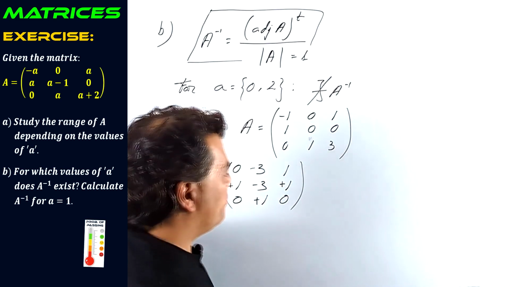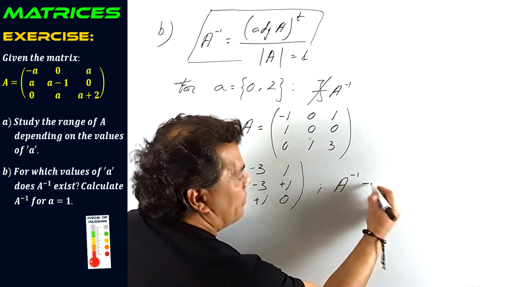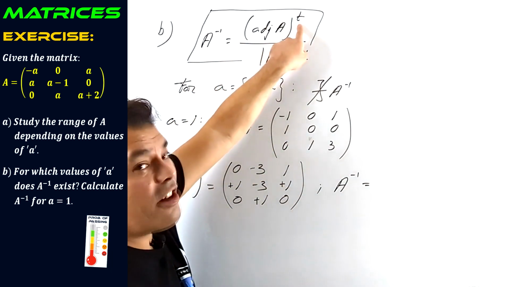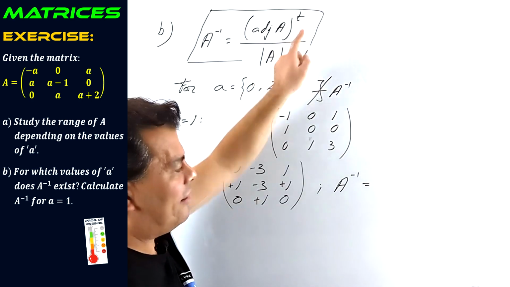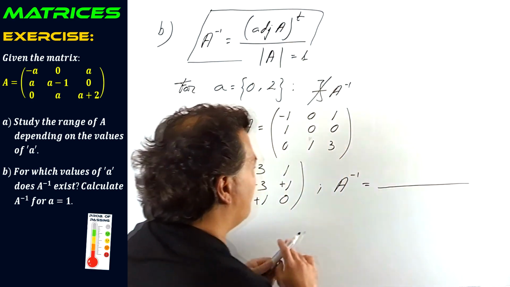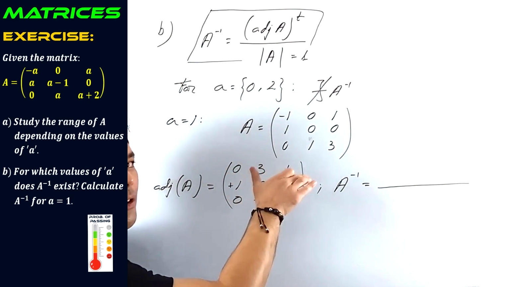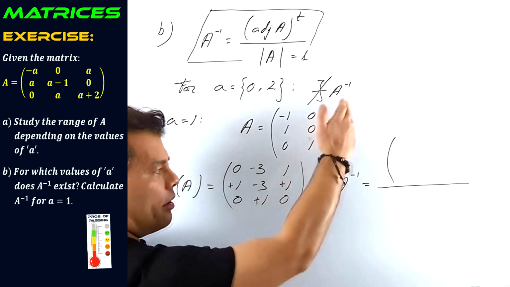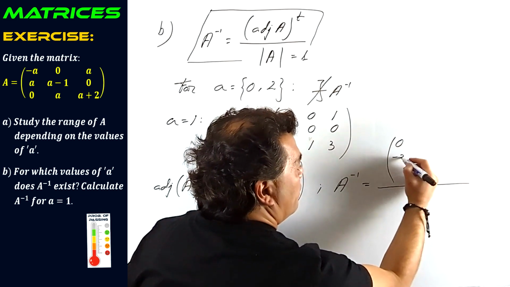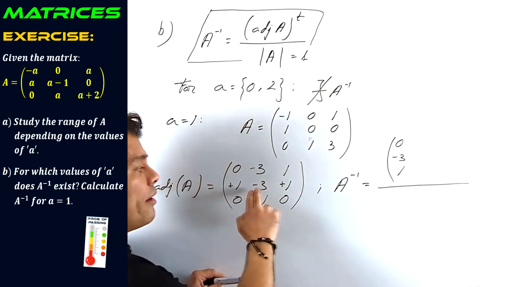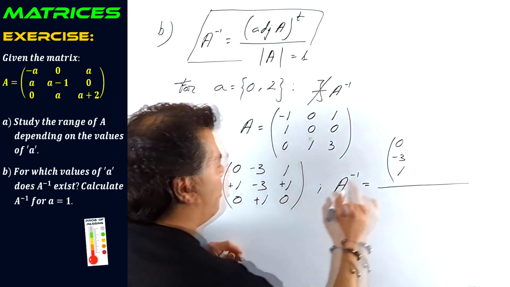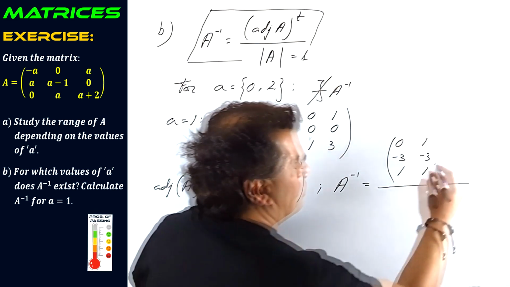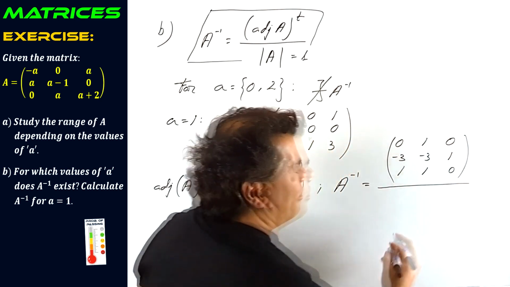And finally, we just have to put the solution: the inverse of A equals the adjugate matrix, but transposed. Don't forget this little big detail. We are taking row 1 and turning it clockwise to put it in the form of a column. 0, negative 3, 1, but in column. 1, negative 3, 1, in column. Finally, 0, 1, 0 in column.